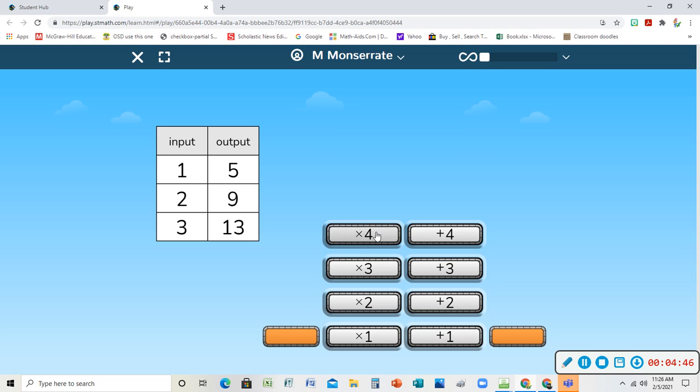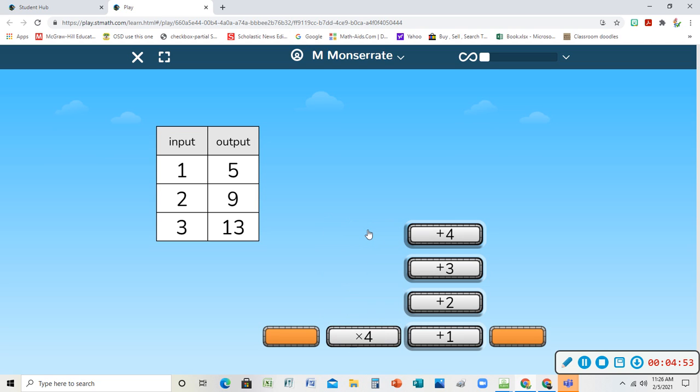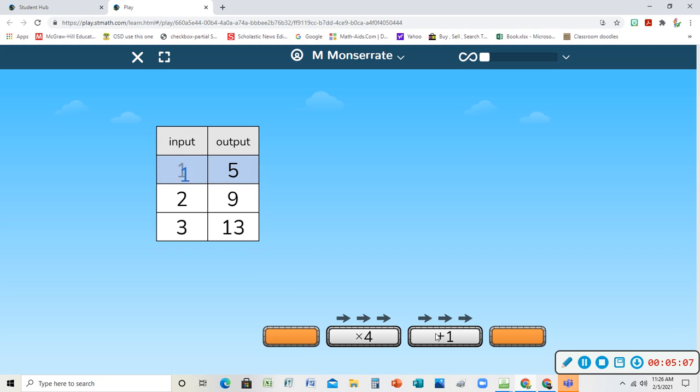So I'll go to the very last option I have, 1 times 4. This time I'm going to click it because I think this is going to have to work. 1 times 4, and now I need plus 1. So would that work here? 2 times 4 would be 8, plus 1 is 9. 3 times 4 is 12, plus 1 is 13. Yep, that worked. So that's all I'm doing is trying one at a time.